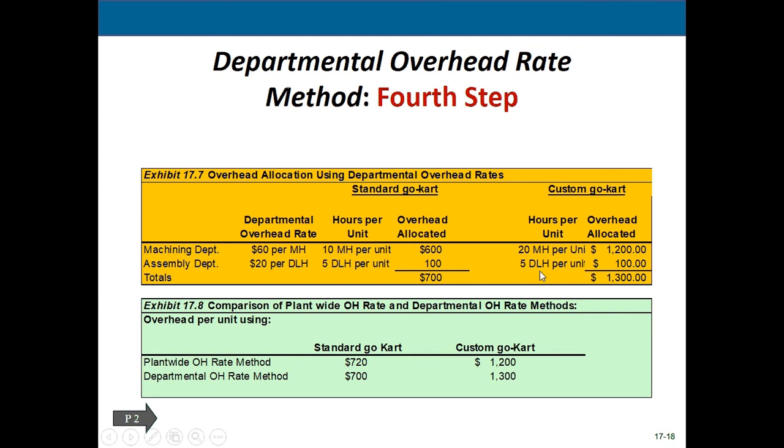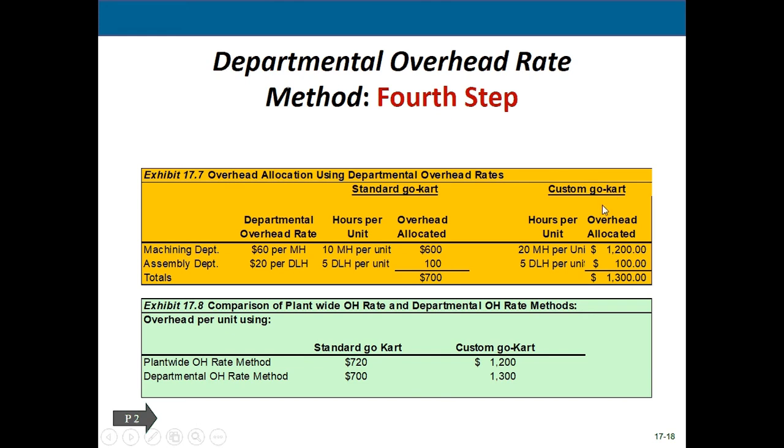If we carry this through, here's what happens. Here's our standard go-kart, here's our custom go-karts. We're just changing the way it looks. The machining department is going to allocate $60 per machine hour at 10 machine hours per unit based on the previous slides. That's our estimate. $600 is going to go into each standard go-kart for machining and $100 for assembly. So a total of $700 of overhead is going to be allocated for each standard go-kart. And we do the same thing for the custom, but a total of $1,300 of overhead is going to be allocated to custom go-karts.